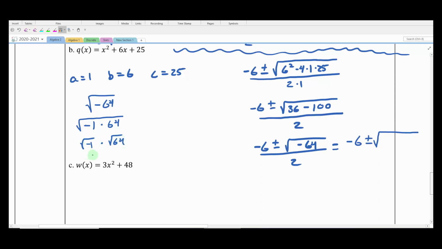Right? We know this is i by definition, right? And the square root of 64 is just 8. So we're going to get an 8i. Okay, so we're going to say negative 6 plus or minus 8i all over 2.